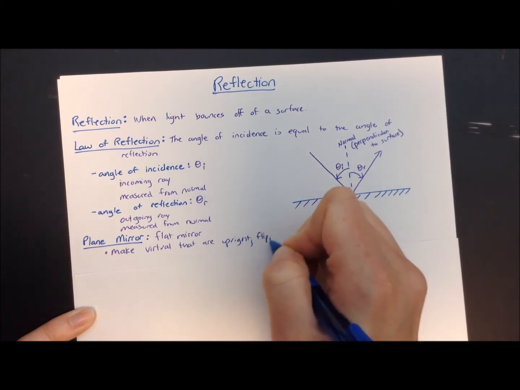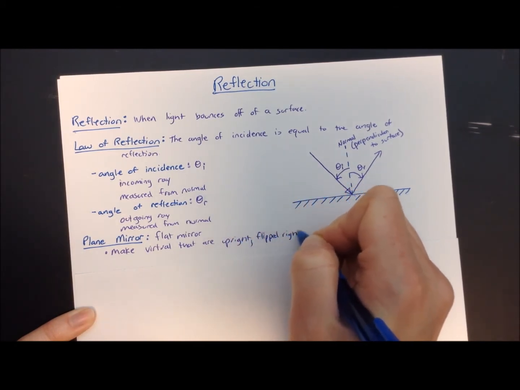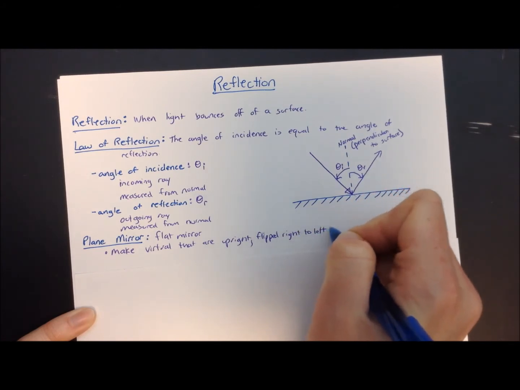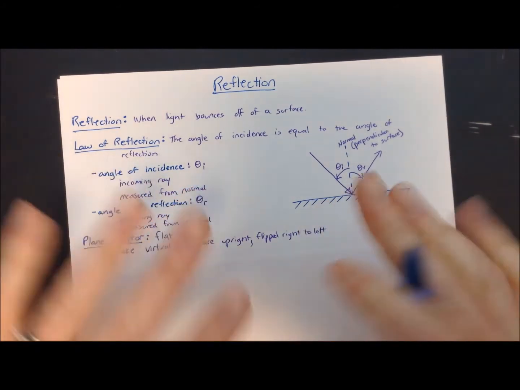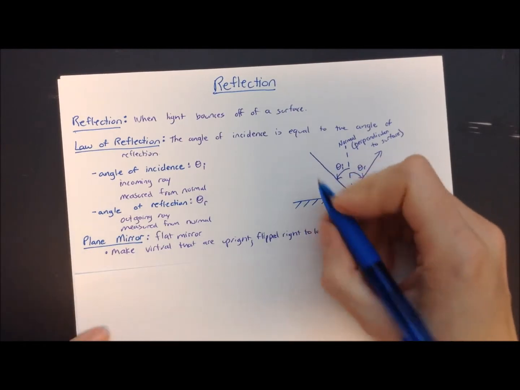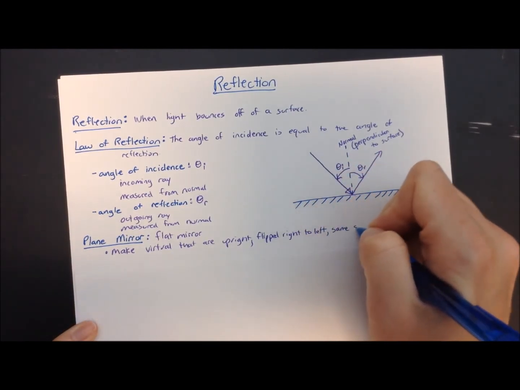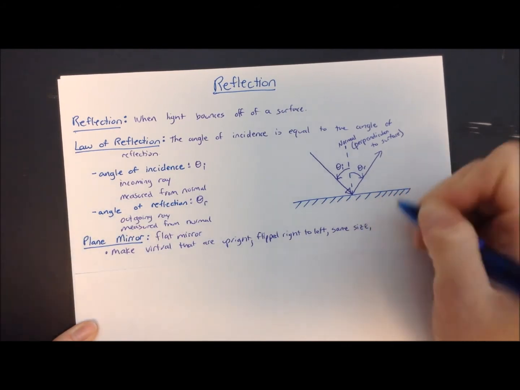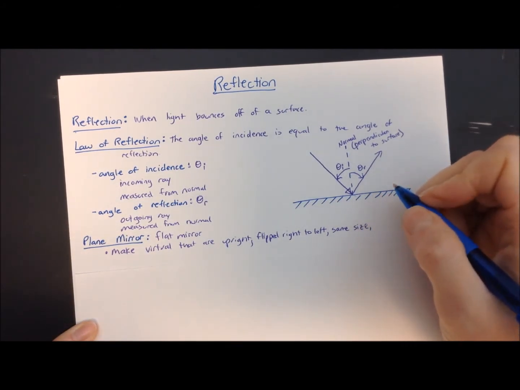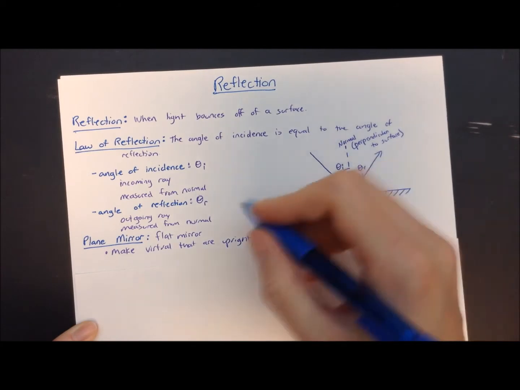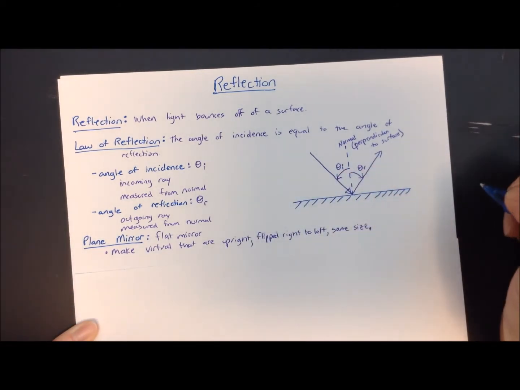flipped right to left. That's why when your image follows you like in a mirror, that's what we mean by flipped right to left. And they are the same size. So they're not magnified or reduced. Upright, flipped right to left, same size, virtual images. Okay, so that's all I wanted to write in that sentence.